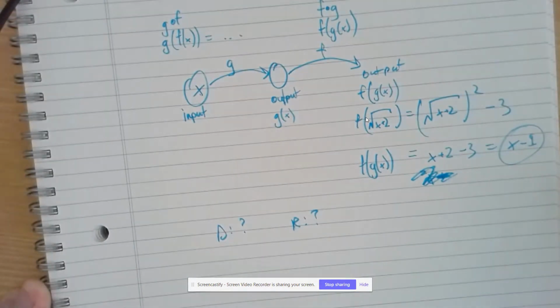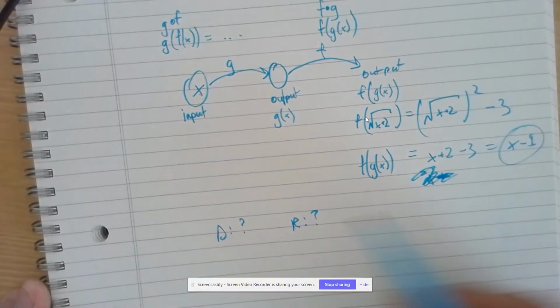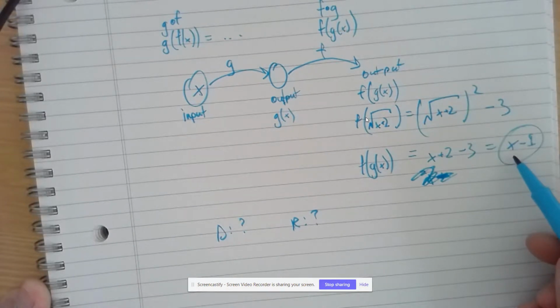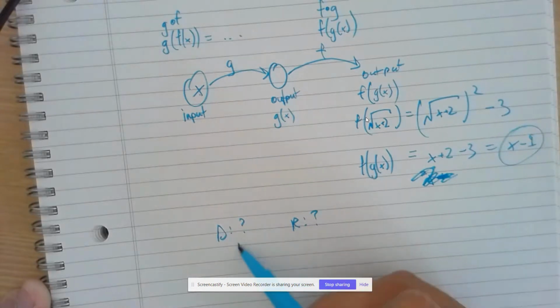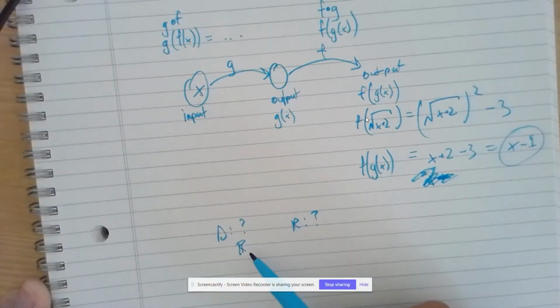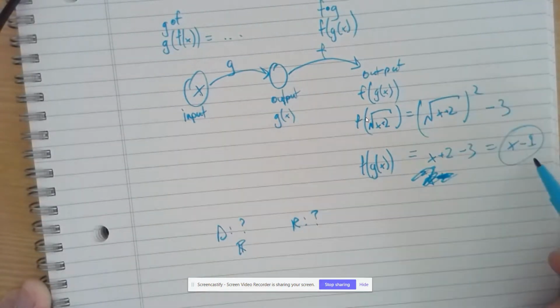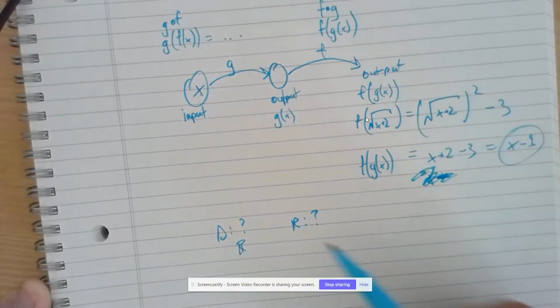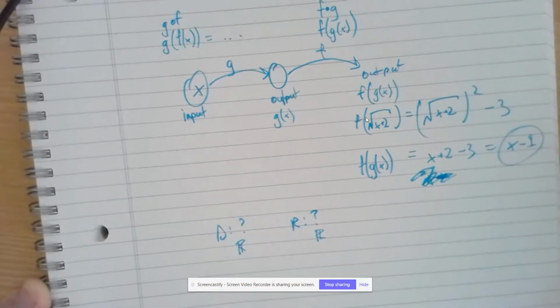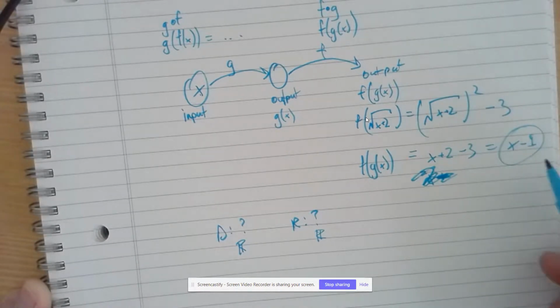Well, think about first the domain. Are there any inputs of x values that I can't put into this? Well, no. It looks like I could put in, my guess is all real numbers. That's just a guess. Don't write that down. And then the range, I would suppose, could be any number. I don't see any impossible numbers that might occur. So again, it should be all real numbers if I look at x minus 1.